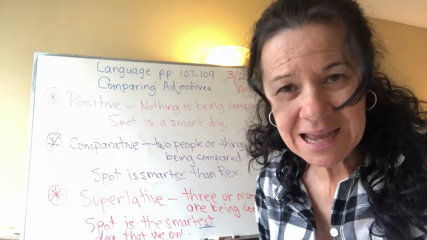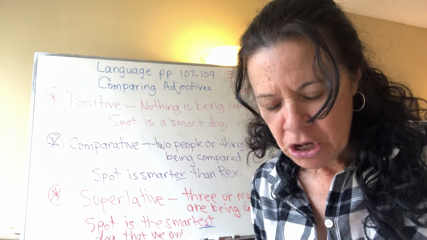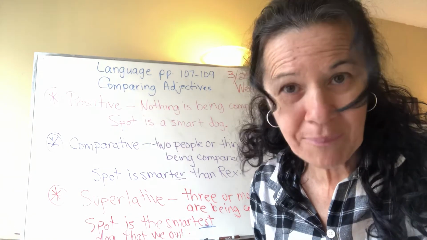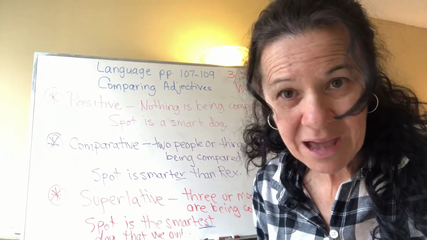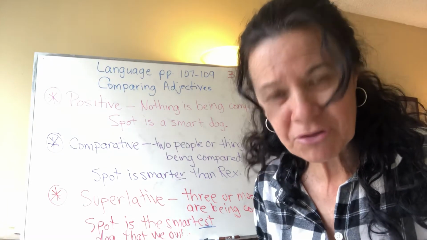Drop the Y and add IEST. Okay? So you could probably do heavy on your own. Same principle: drop the Y, add IER. Heaviest: drop the Y and add IEST. Now let's look at number 2.